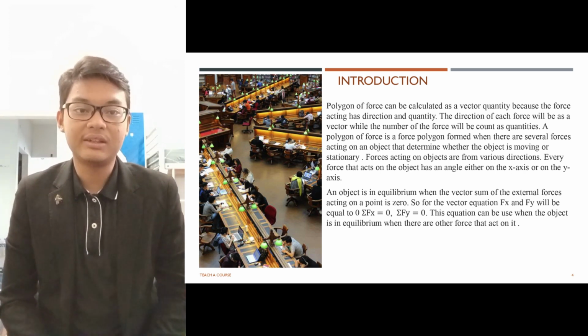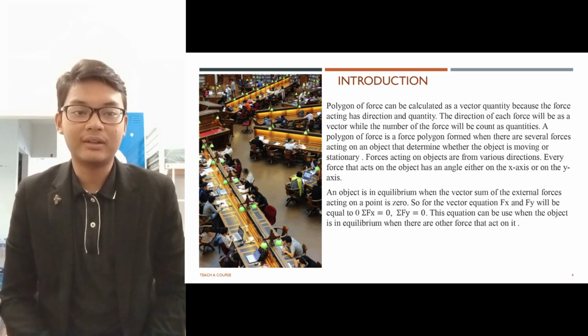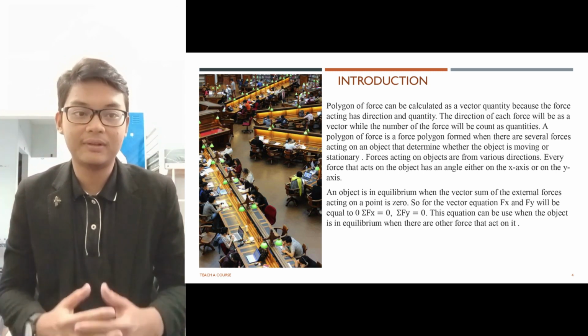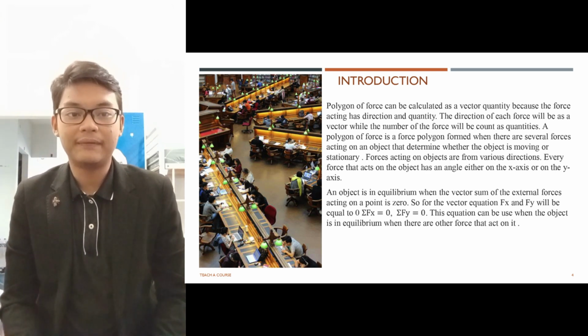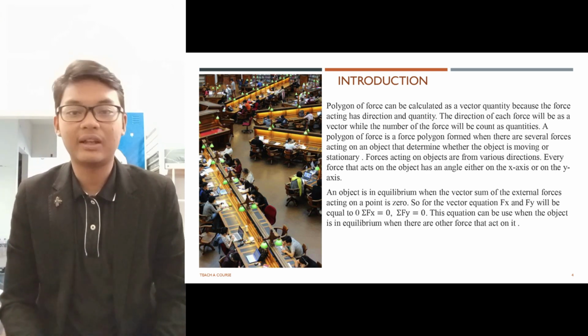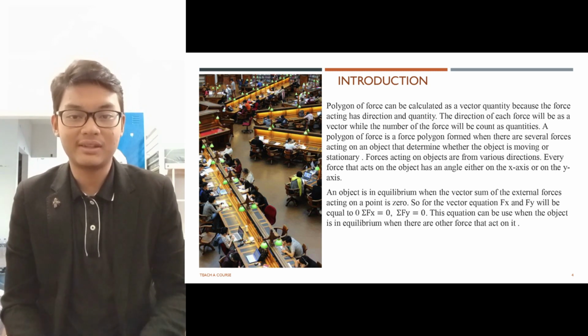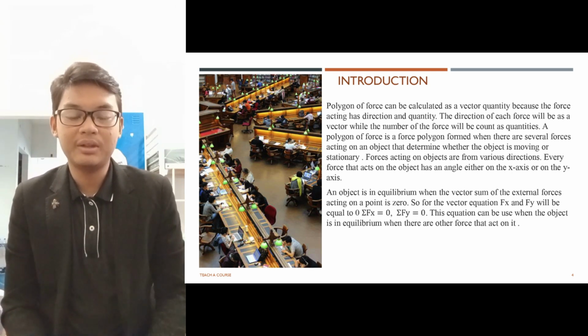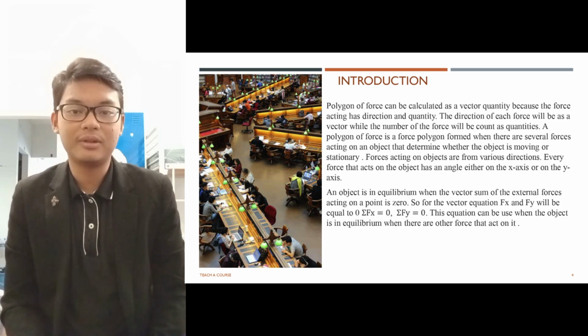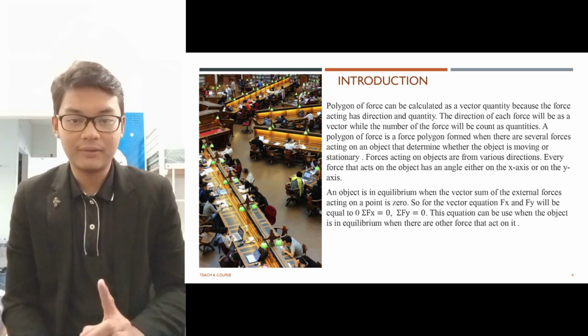An object is in equilibrium when the vector sum of the external forces acting on a point is 0. Therefore, the vector equations are: sum of Fx equals 0, sum of Fy equals 0. As the equation of equilibrium states, this can be used when the object is in equilibrium and there is more than one force acting on it.